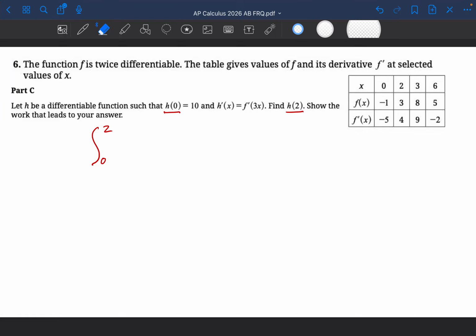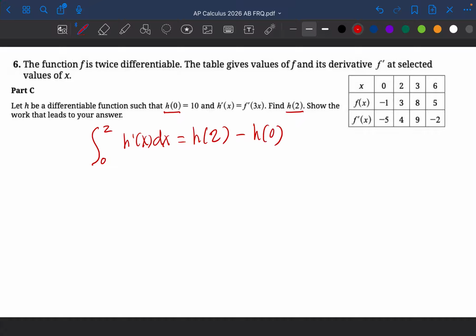So, h prime of x. So the integral from 0 to 2 of h prime of x dx equals h of 2 minus h of 0. So that gives us our value for h of 0. The problem is we don't have anything to handle this integral because this is in the non-calculator portion. But what we can do is we can make a substitution and substitute in f prime of 3x because that's equal to h prime. Now I'm going to take out h of 0 and put 10 because we know that's the given value.